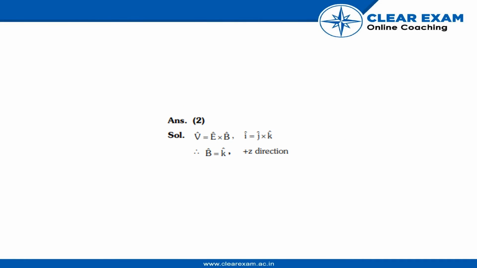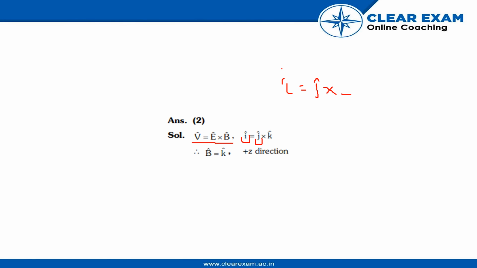We see here that the direction of propagation is the cross product of the direction of the electric field and the magnetic field. We are given that the direction of propagation is the x-axis, and the direction of the electric field is the y direction, that is j cap. So we just need to find out what will lead to i cap, that is j cap in cross product with something.